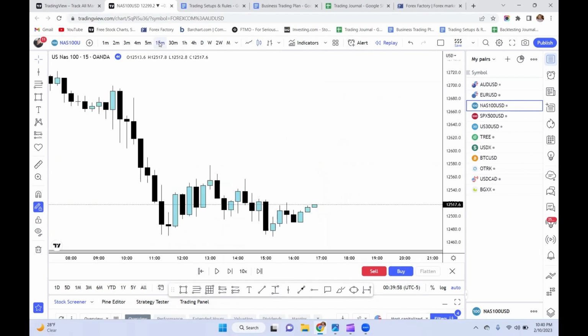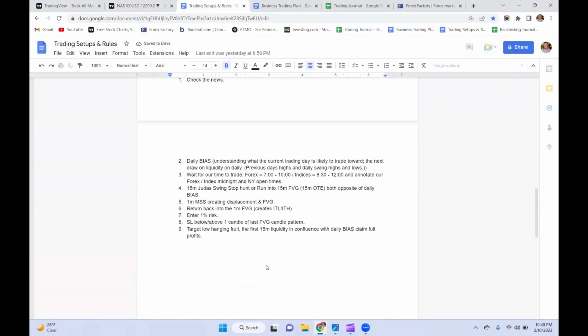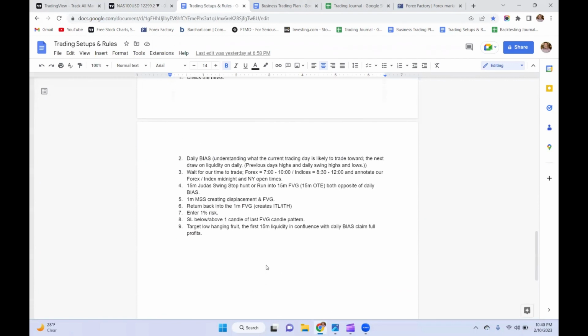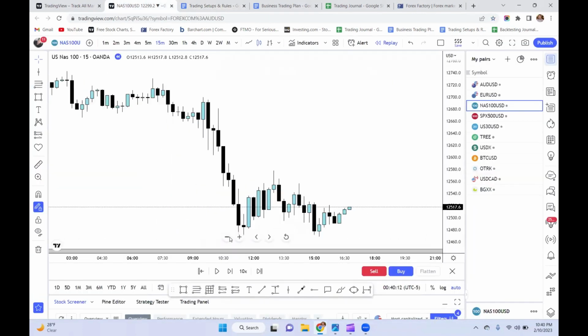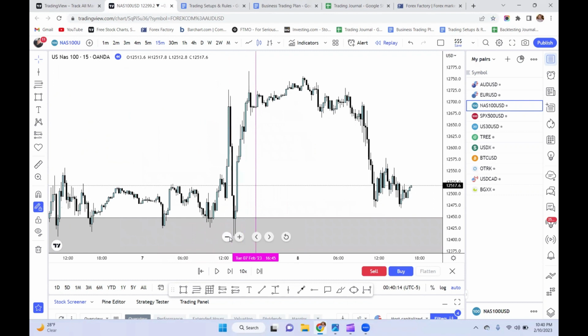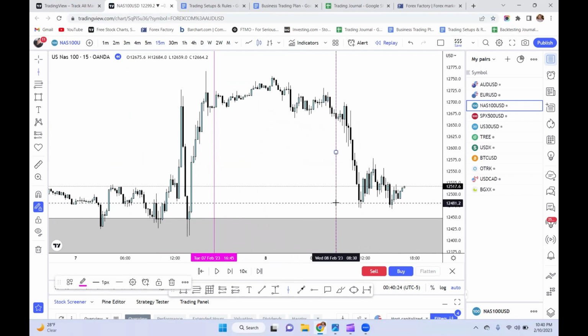We drop to the 15-minute. We go over our setups. So once we got the daily bias, we wait for our time to trade. Since it's an index, we'd be trading 8:30 to 12. So Wednesday, here we are, 8:30 to 12.